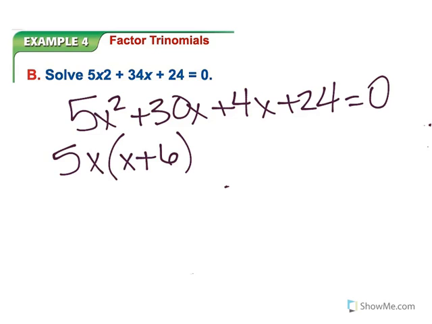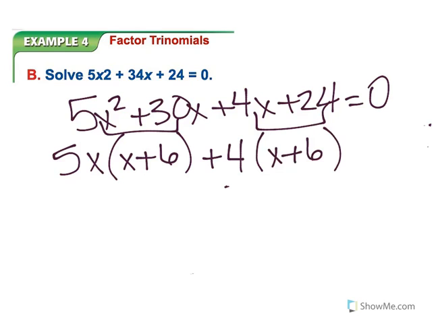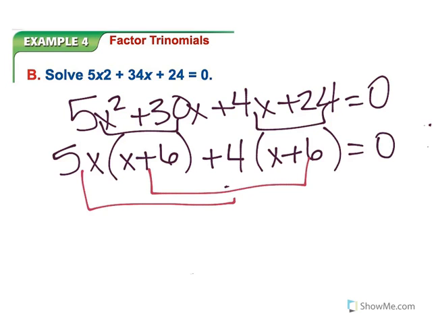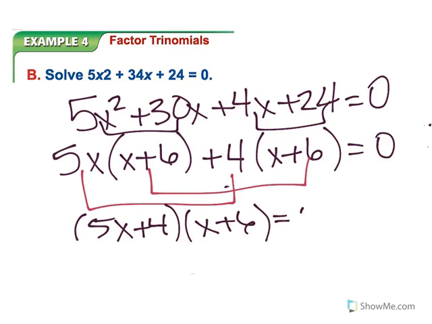That's better. Alright, so I'm factoring by grouping, and now on the second set, I need to factor out a 4. And I get x plus 6 equals 0. So now we can see our factors. We see that our factors are x plus 6 and also 5x plus 4. So 5x plus 4 and x plus 6 equals 0.